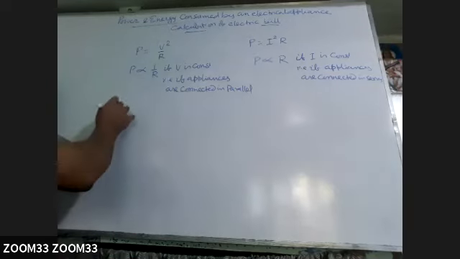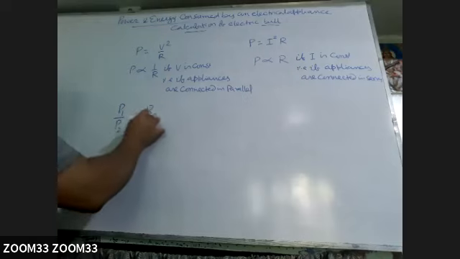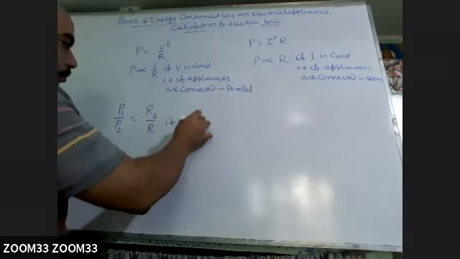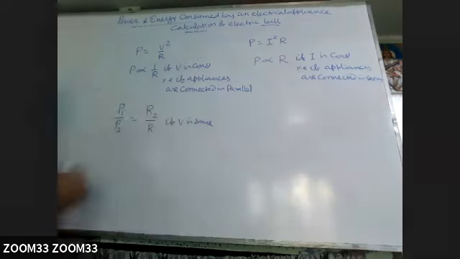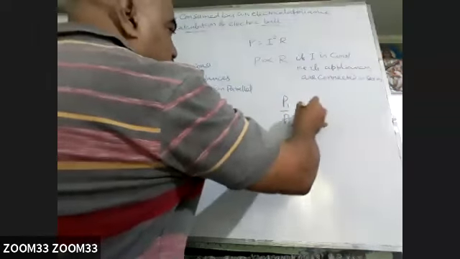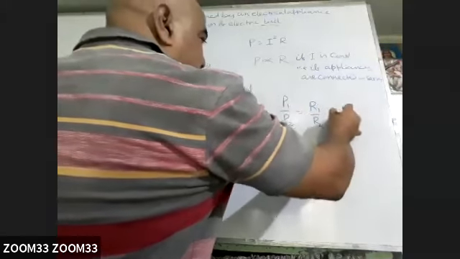Okay, so in this case, if we are asked to find the power, P1 by P2 will be how much? It will become R2 over R1. This is if V is same. Frequently we use this relation. And here, P1 by P2 will be R1 by R2, if I is same.